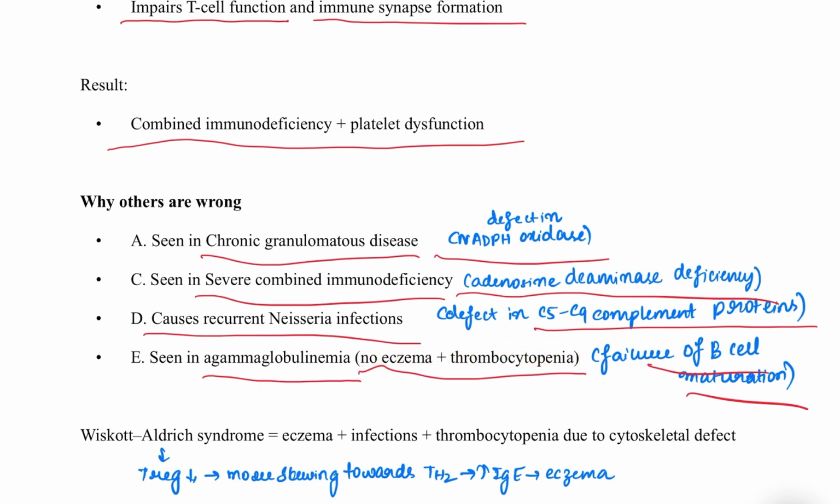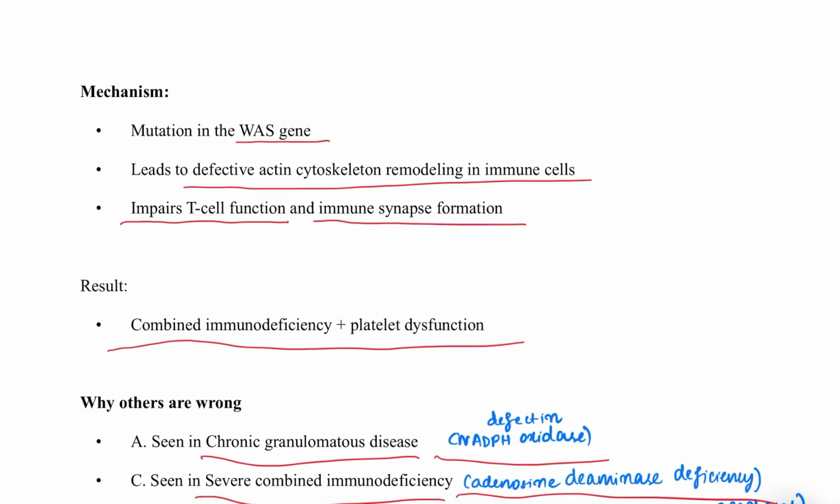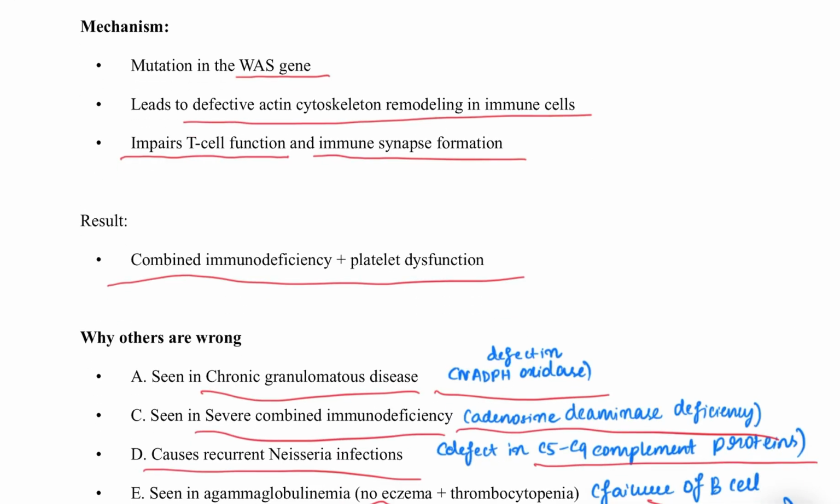So why there is eczema in this Wiskott-Aldrich syndrome is because, since there is a T cell cytoskeleton defect, it will majorly inhibit the T regulatory cells. If the T regulatory cells are reduced, there is more skewing towards the Th2 cells. So if there are more Th2 cells, there will be an increase in the IgE levels, and also this causes eczema. So Wiskott-Aldrich syndrome is an X-linked recessive disorder.